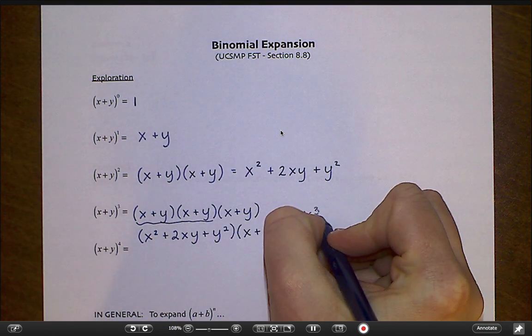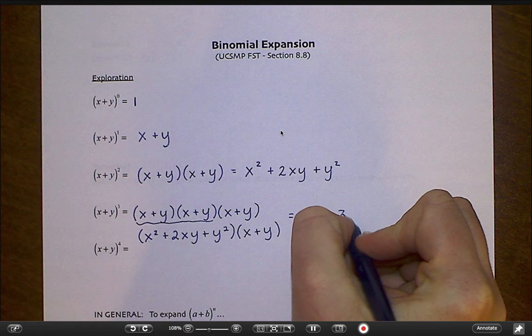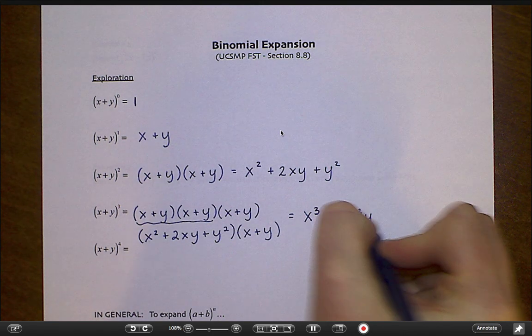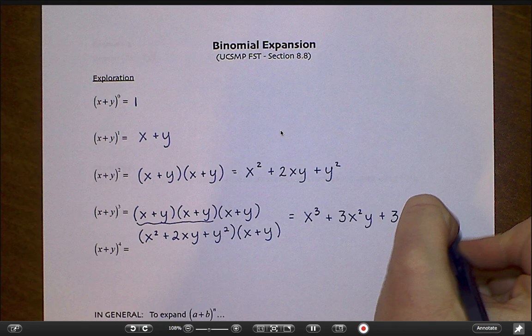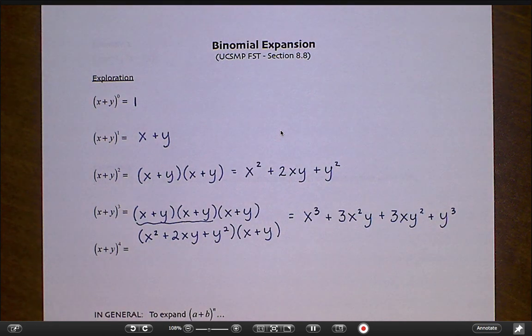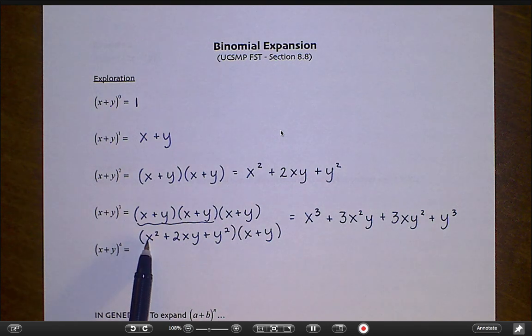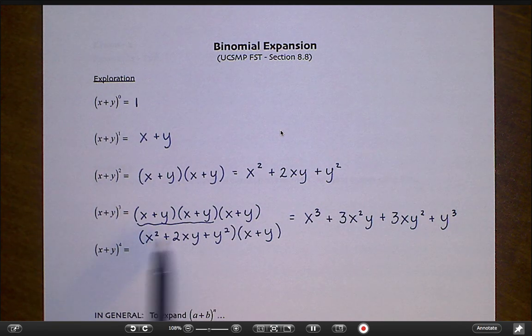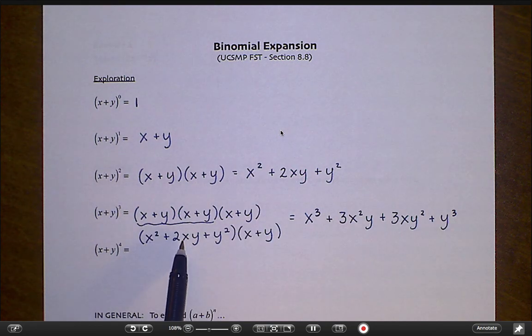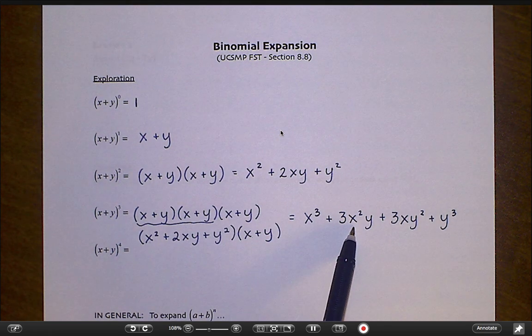x cubed plus 3x squared y plus 3xy squared plus y cubed. Now, right now you probably have no idea how I did that, and that's okay. I'm telling you, this is what you would get as a result if you did go ahead and do all of your distributing and then combining like terms. So, for example, x squared times x gives you x cubed. And then here you're going to end up with an x squared y. And then here, when you do 2xy times x, you're going to get 2x squared y. So altogether, that gives you 3x squared y, and so on.